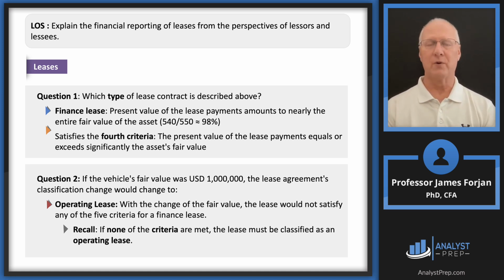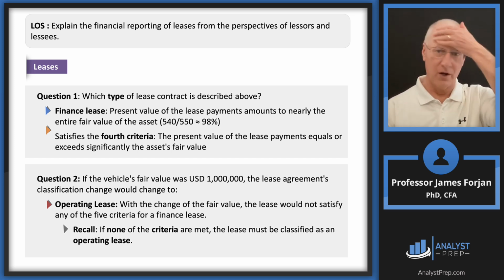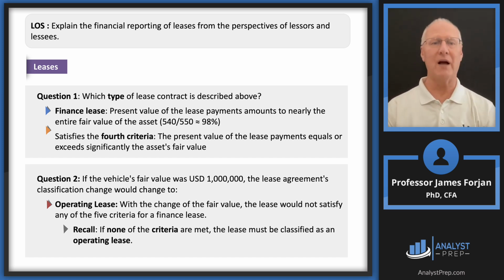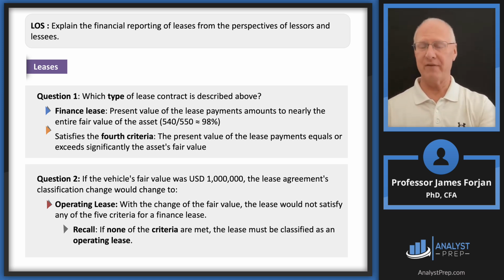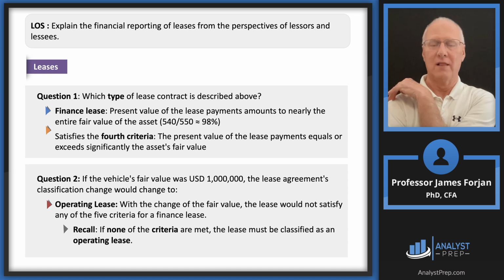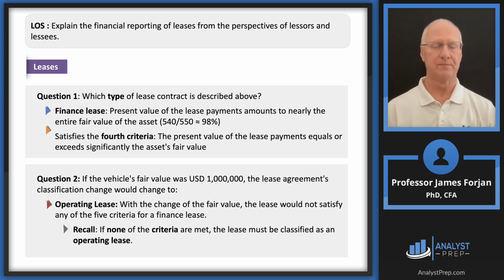All right, so this first one here, you should have been all over this, right? This is a finance lease, so there's a little bit of math there, 98% if you want to do the calculations. But hopefully you don't need to, on the exam, get out your calculator and do, what's 54 divided by 55? That sounds almost like 1 or 100%. Now, if the fair value goes to $1 million, then that becomes an operating lease.